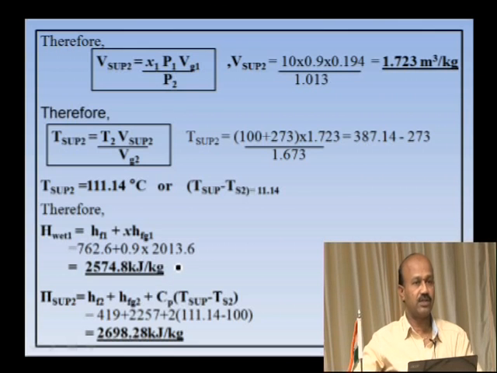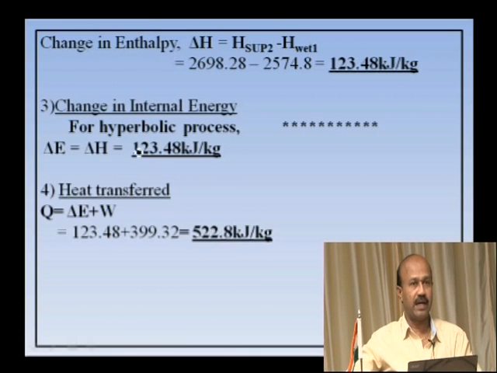You observe the values here. Enthalpy initially is 2574, after the process it is more, that is 2698. That means initially it is wet, after the process it becomes superheated steam, that means heat is added. So, the quality improved, therefore we got a more value for H sup 2. Next, change in enthalpy, delta H, is equal to final enthalpy minus initial enthalpy. Final it is superheated, initially it is a wet steam. So, that is 2698.28 minus 2574.8, you will get around 123.48 kilojoules per kg of enthalpy change.